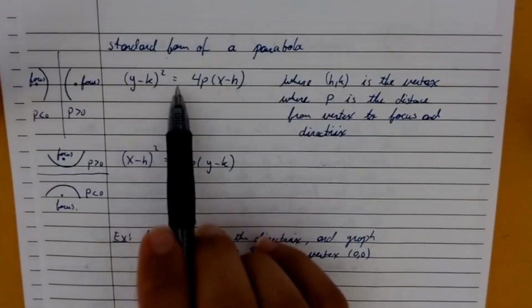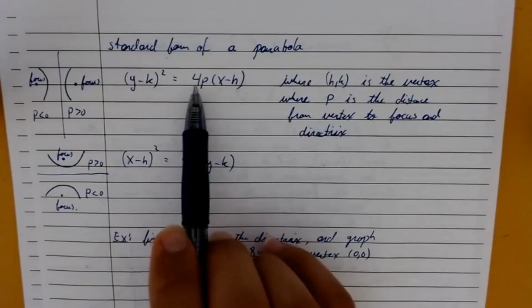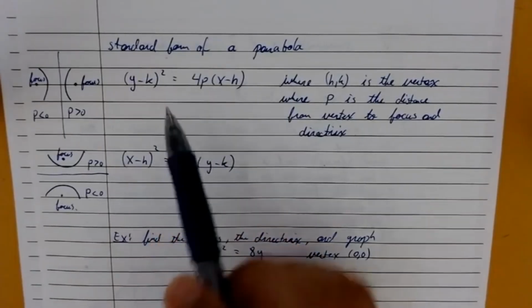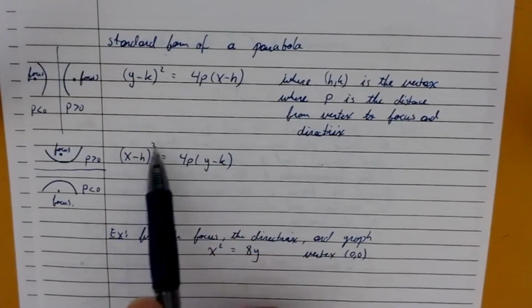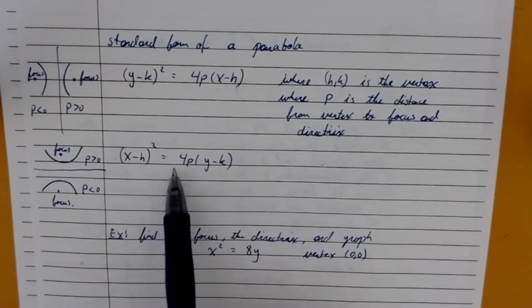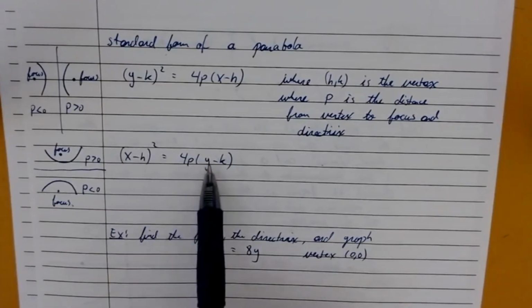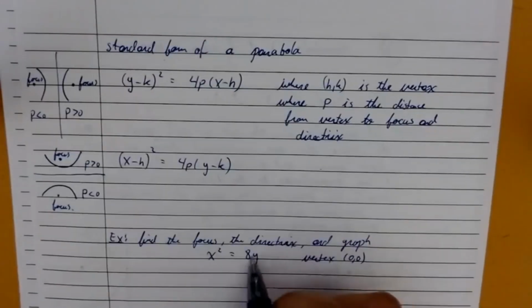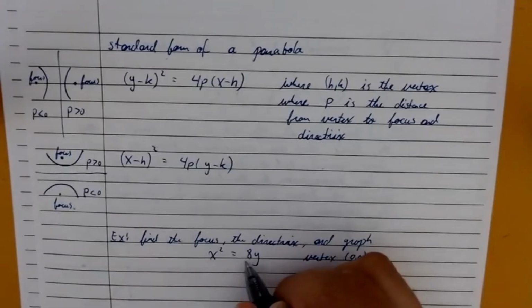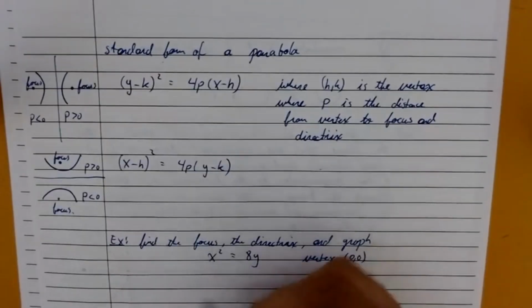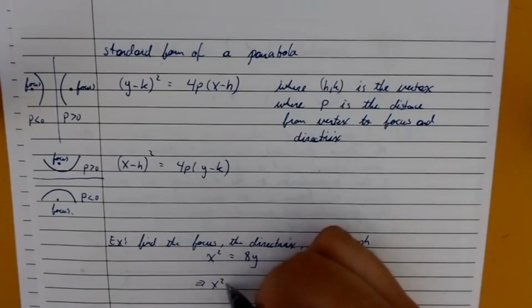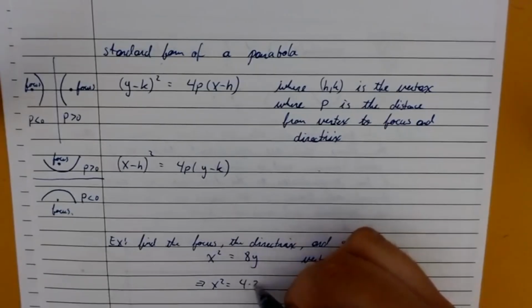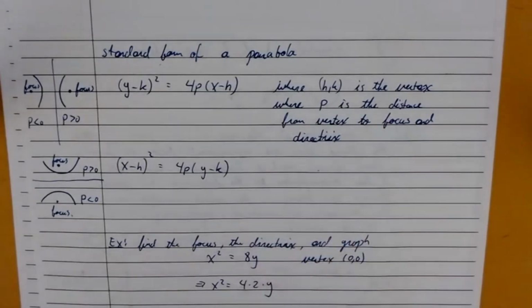Next, what we want to do is rewrite it so that the variable that's not being squared can be written as 4 times something times the variable. The x is being squared, the y is the one that's not being squared, so you want it written as 4 times some number times y. Well, that 8 you want to write as 4 times something. Oh, well, clearly that's 4 times 2. So here that's x squared is equal to 4 times 2 times y.